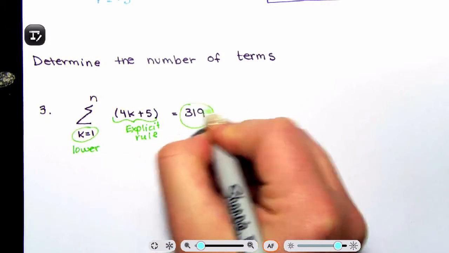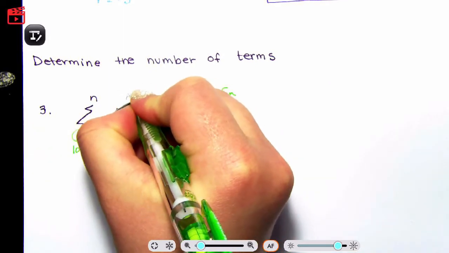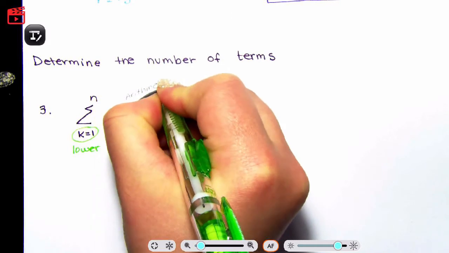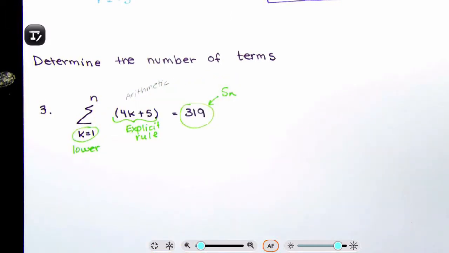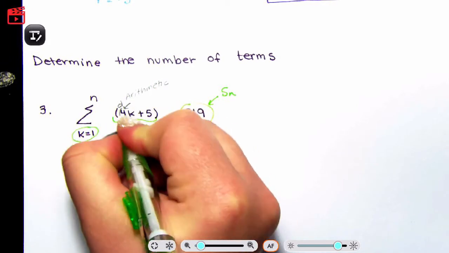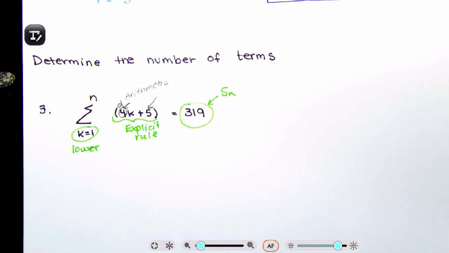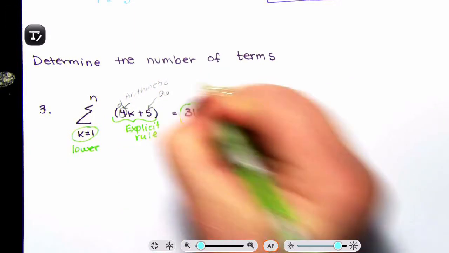And they're giving you your S sub n. The explicit rule that they have provided should ring a bell that this is arithmetic. Think no exponents, so arithmetic. That means that we have a common difference of 4. This here, if you look at your cheat sheet, should tell you that this is an arithmetic sequence starting at 0. So this is your a sub 0 or a sub naught.